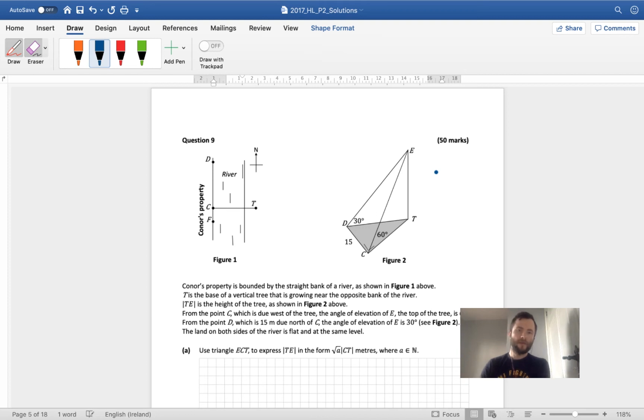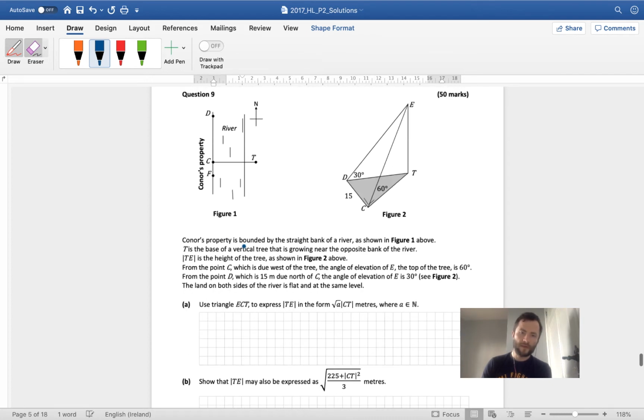Hi, in this video we're going to take a look at question 9 from 2017 higher level paper 2. In this case we're told that Connor's property is bounded by a straight bank of a river as shown in figure 1. So this is the figure, this is the river, a couple of points, and those points are related to each other as on the diagram.